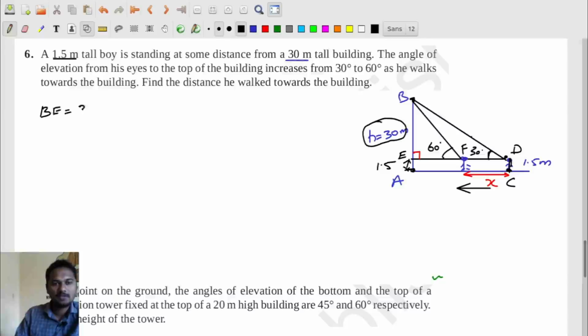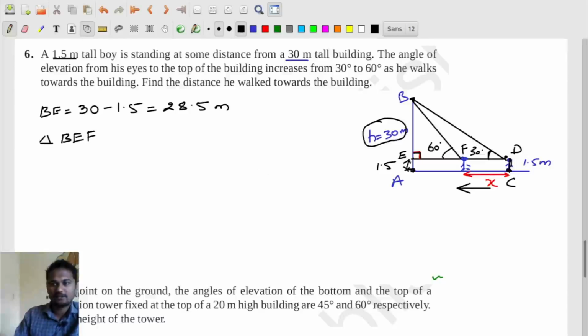BE will be the total length 30 minus 1.5, which is equal to 28.5, right? So if you take triangle BEF, where it is right angle at E. As BEF is a right angle triangle, we can use trigonometric ratios here. So which side do we need here?